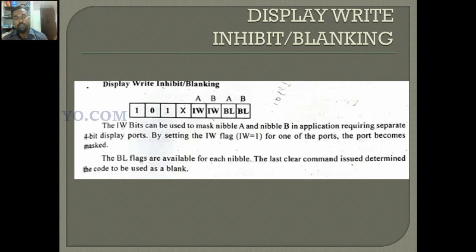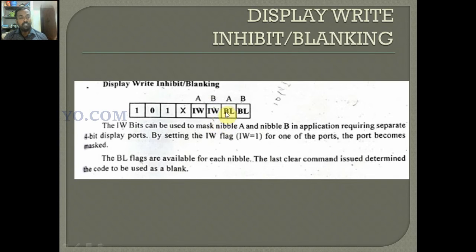The IW bit appears two times, and one bit is not defined. So IW is used for masking. If this IW is 1, channel A is masked. If this IW is 1, channel B is masked. Masked means hidden.